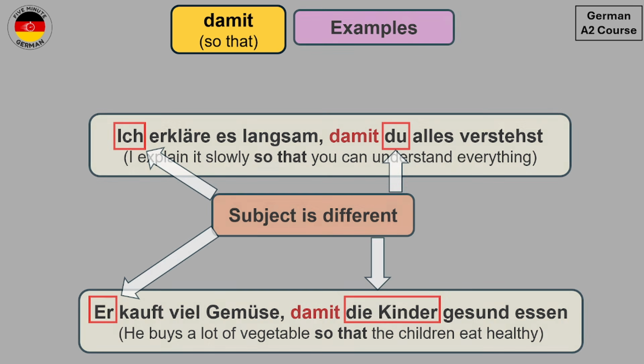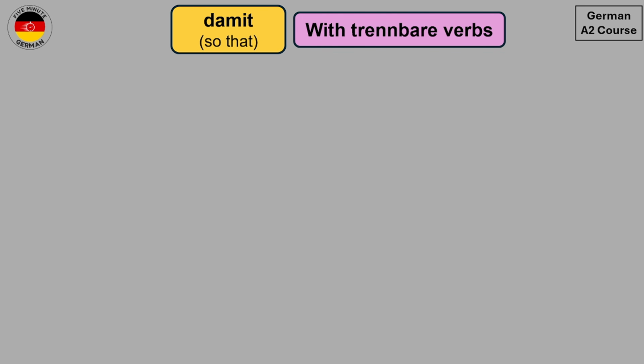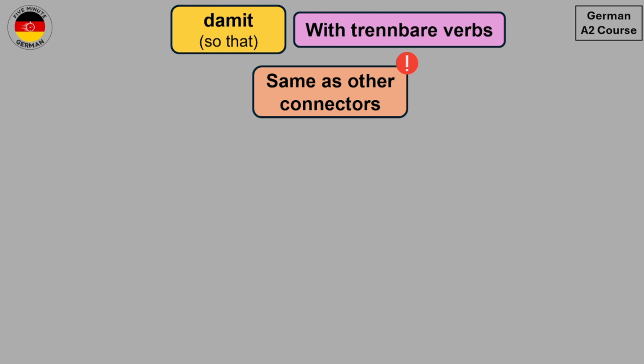Now let's see how you can use damit with trennbare verbs. And the good news is that damit is used with trennbare verbs in the same way as other connectors such as weil, dass, and so on.